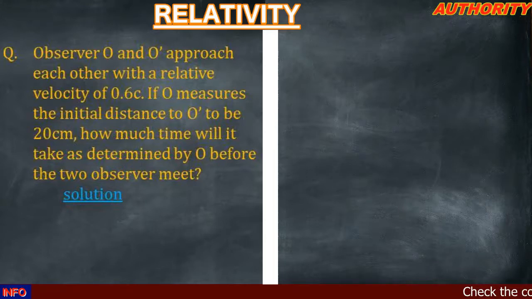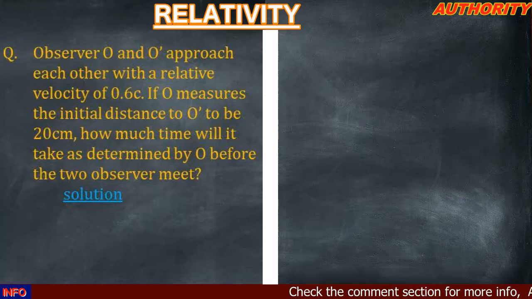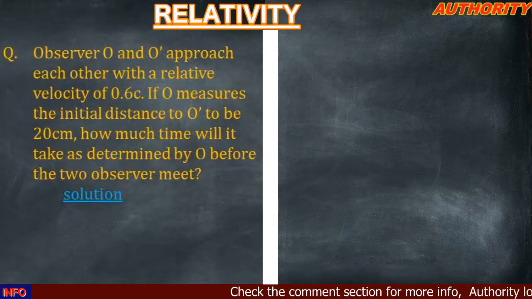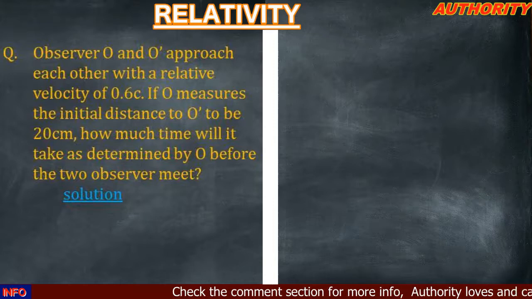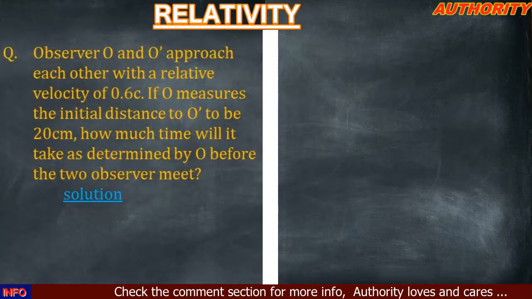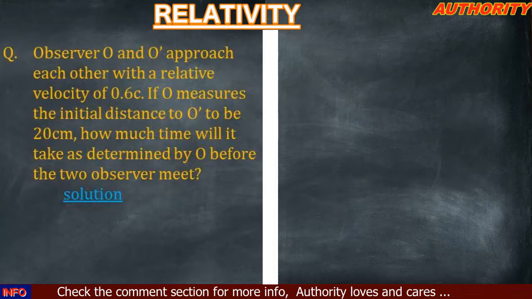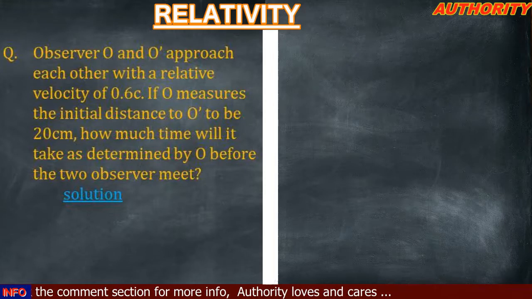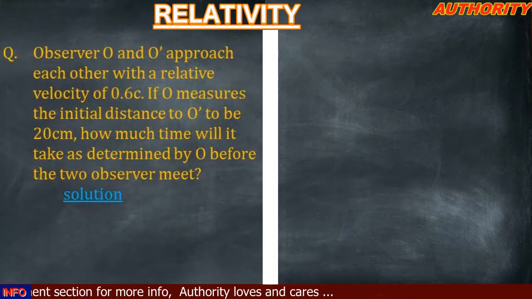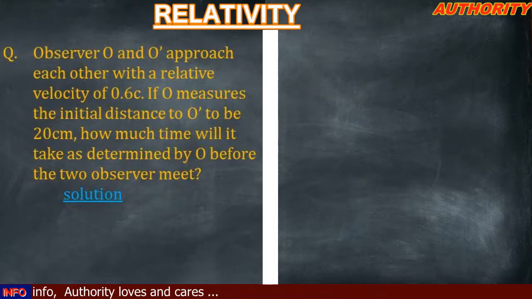Okay, this is a physics question under relativity. So I have two observers coming closer to each other. The first person takes the measurement from the second observer, and the distance happens to be 20 meters. And then they are asking us, how much time will it take as determined by O before the two observers meet? Okay, now let's go.